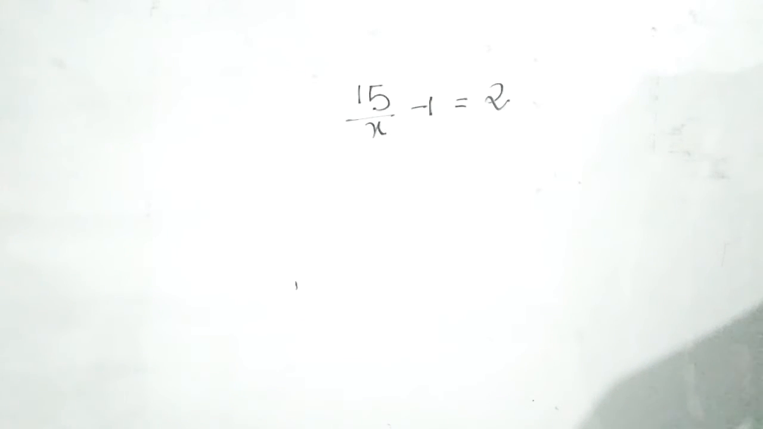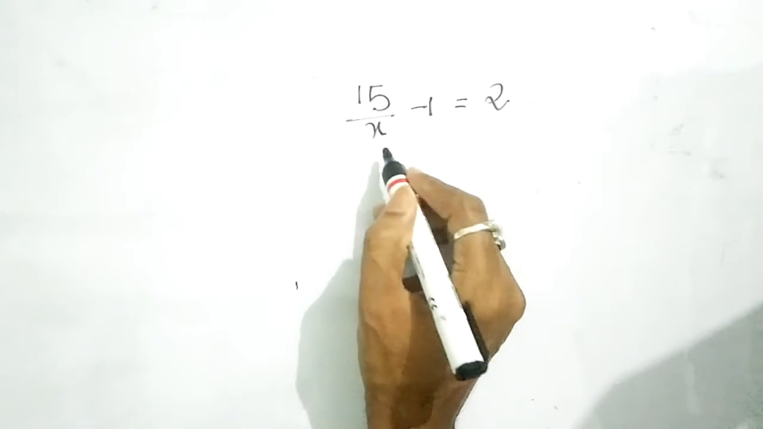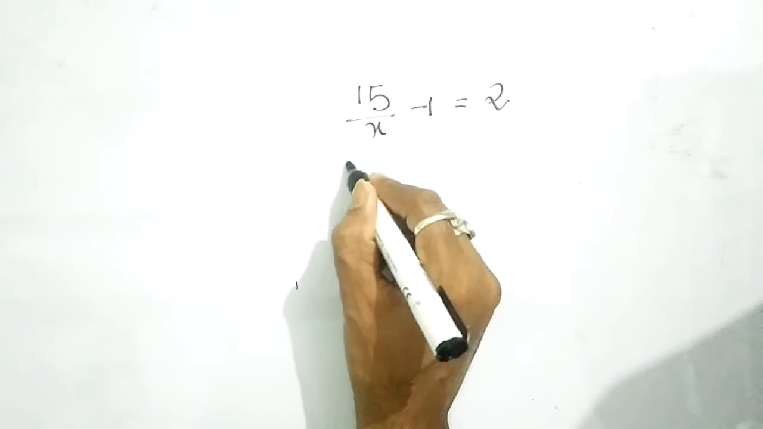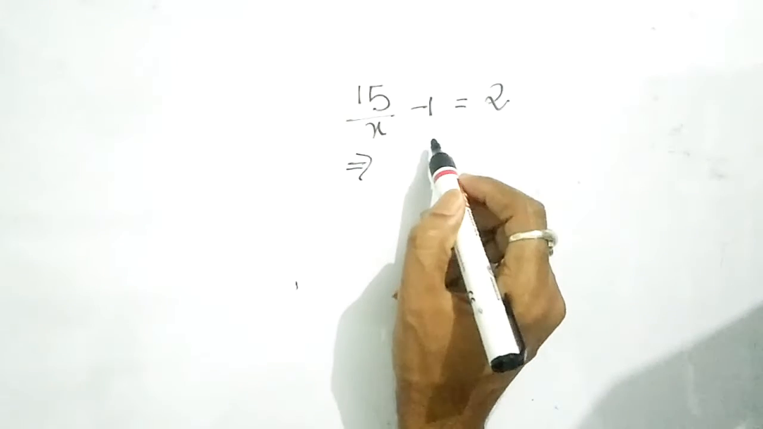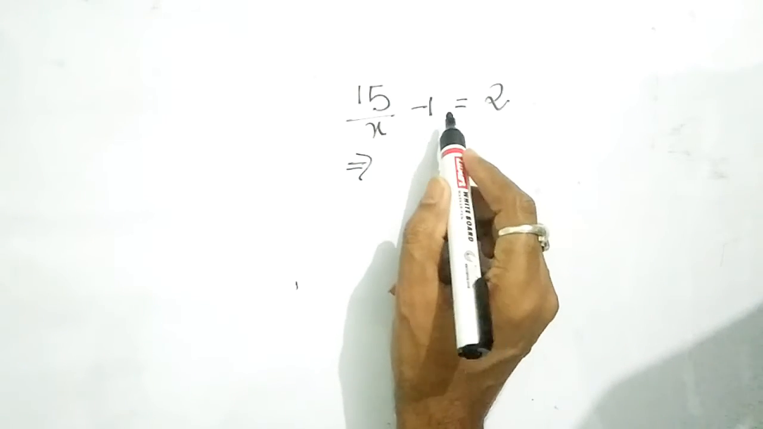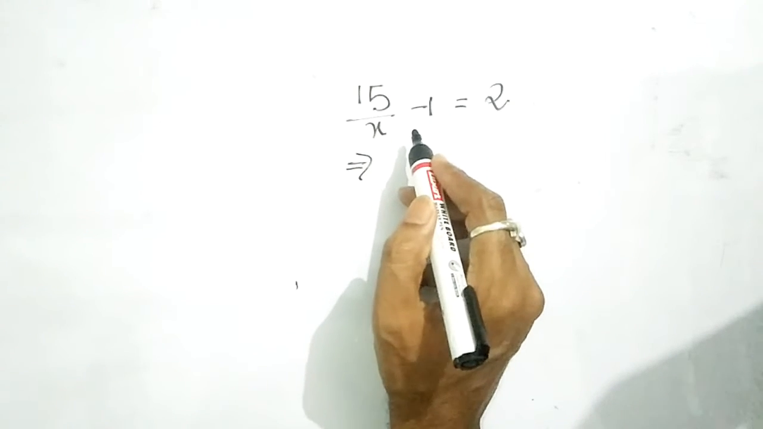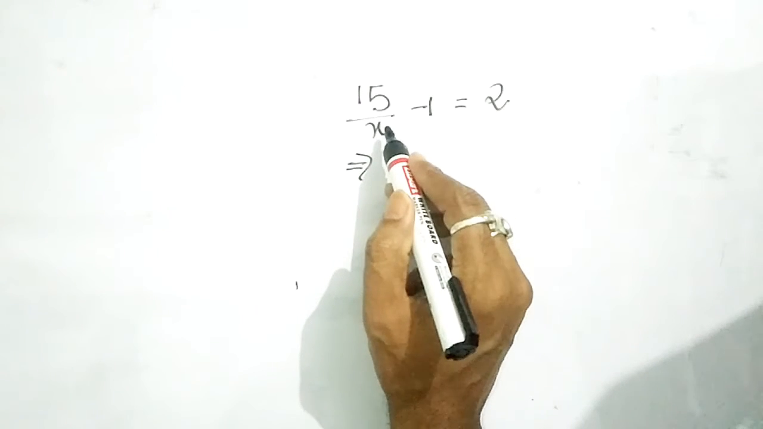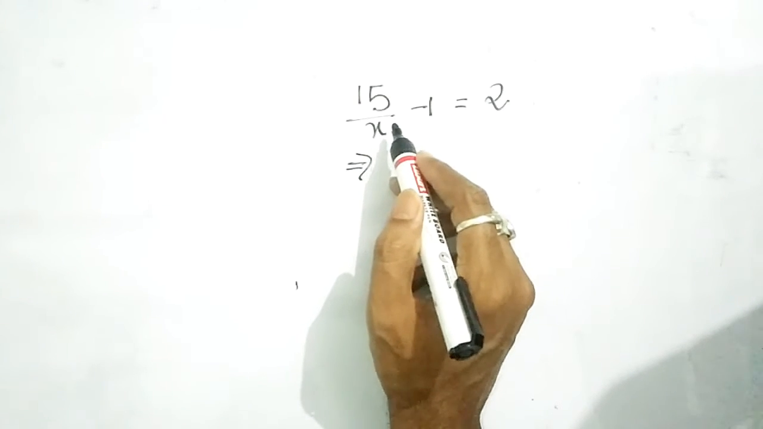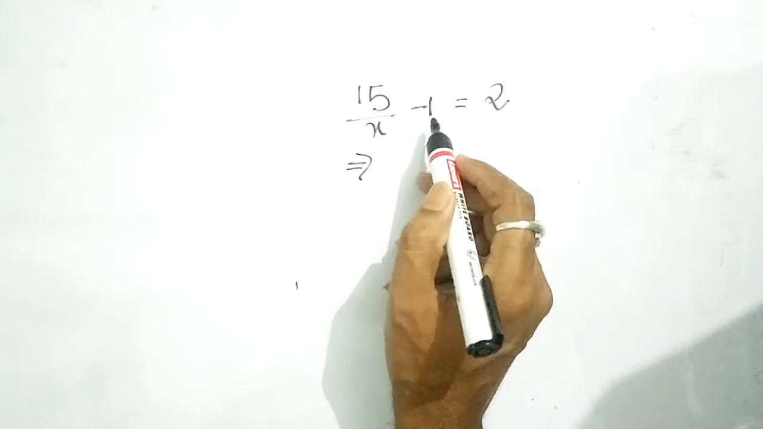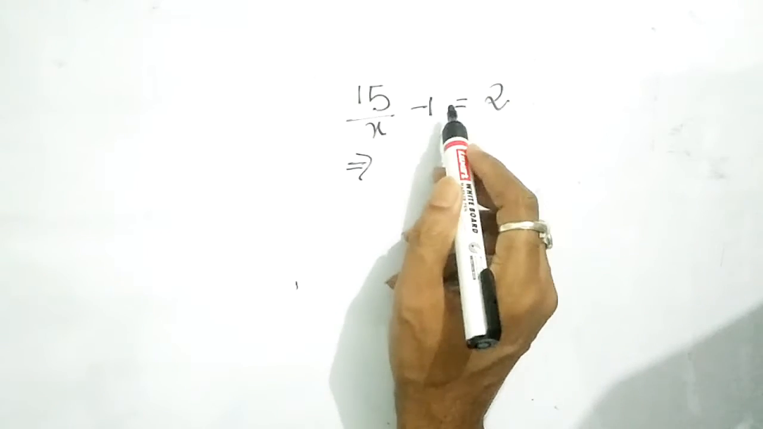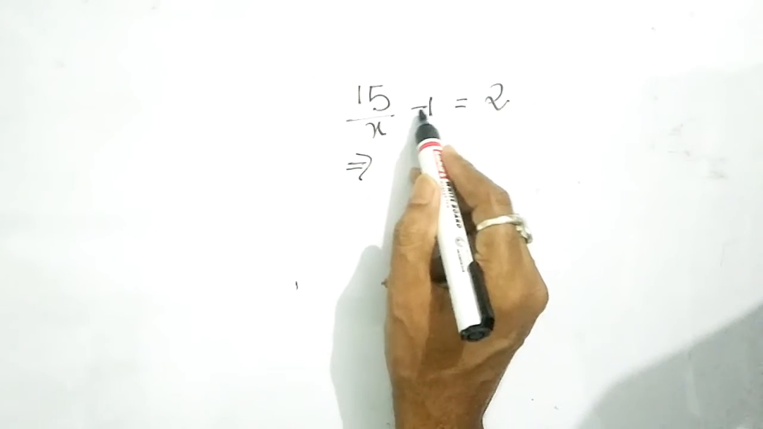Now let's move to the solution part. So here the question is 15 by x minus 1 equals 2. So your first step will be what? I already told earlier, there should not be any number with the variable. There should not be any number assigned with the variable at the last step. So the numbers we should remove one by one. First of all we should remove this minus 1.